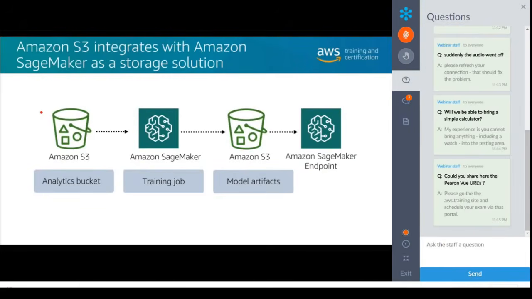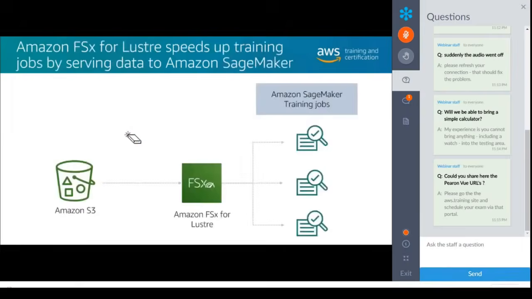And SageMaker, which you should be familiar with for this specialty exam, absolutely leverages S3 for reading and writing. So we use S3 as our storage system for both our training data input as well as our model artifacts. Okay, so our model artifacts are pumped out as objects that are dumped into a bucket.